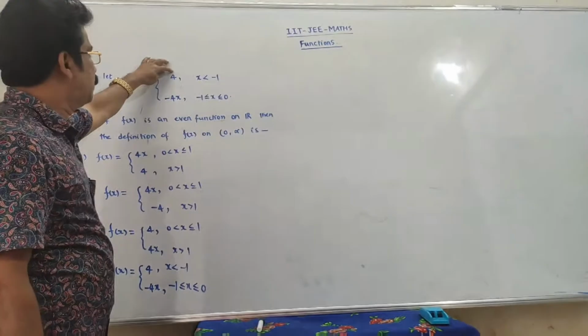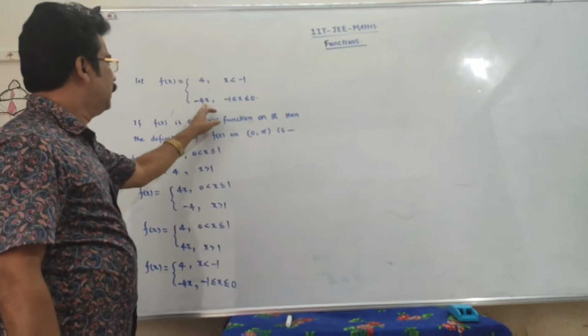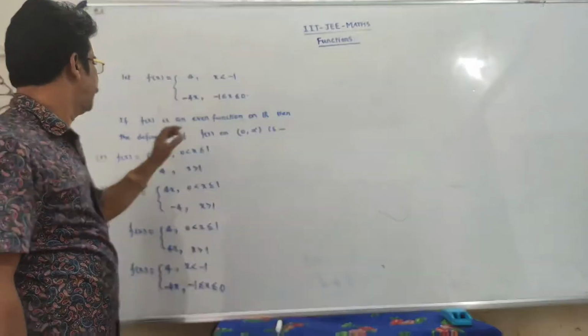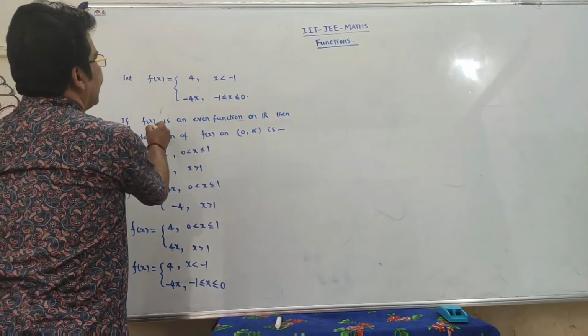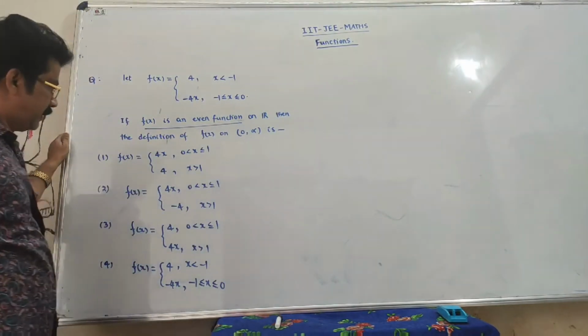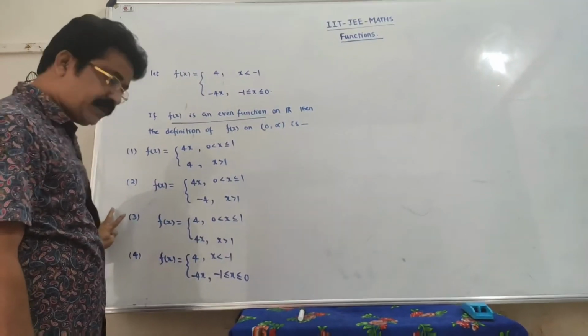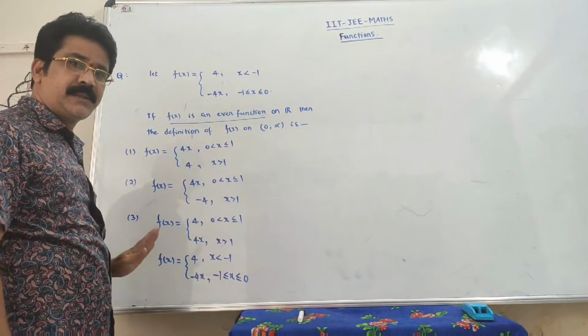f(x) = 4x for x < -1, -4x for -1 ≤ x ≤ 0. f(x) is an even function. Then it is defined as: first option, second option, third option, fourth option. This is the question.